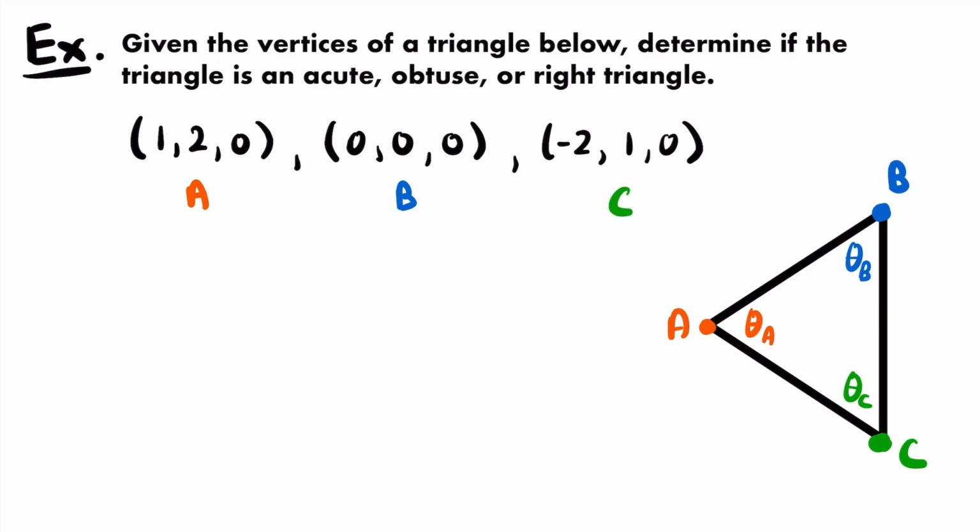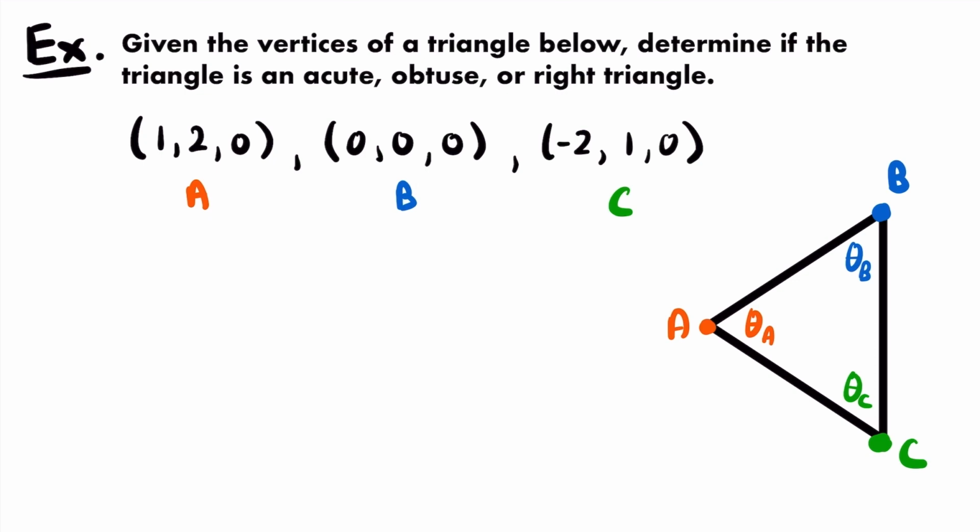An obtuse triangle will be a triangle with two acute angles, and then one angle will be an obtuse angle, meaning it's greater than 90 degrees. And then if we have an acute triangle, then all three angles will be less than 90 degrees. All right, they'll all be acute angles.